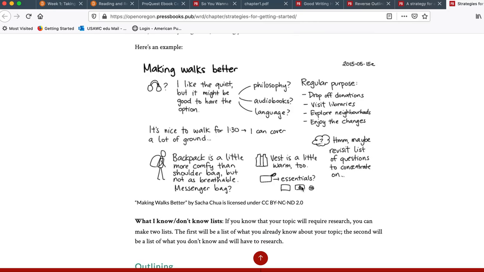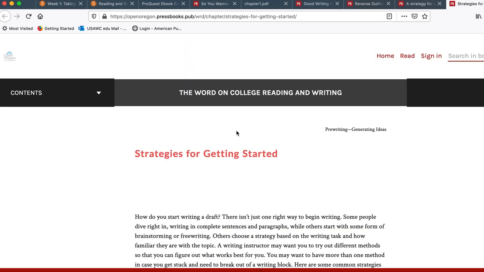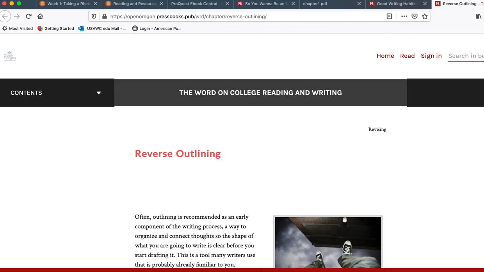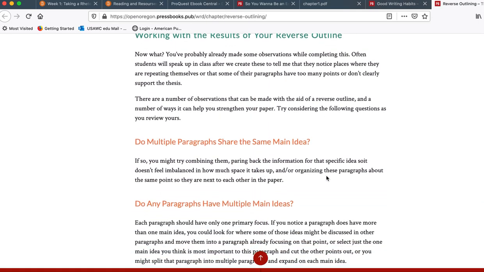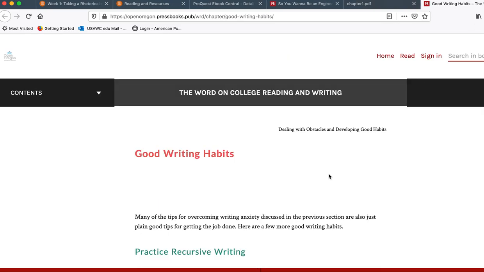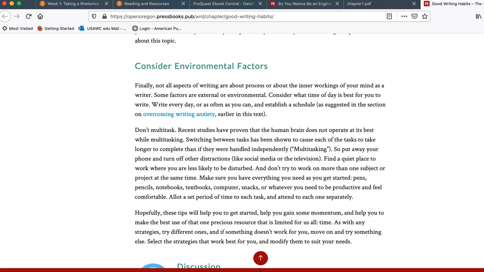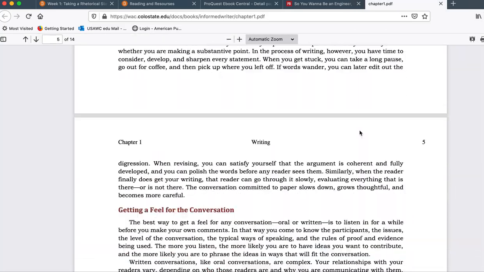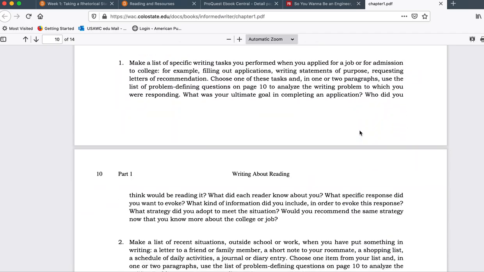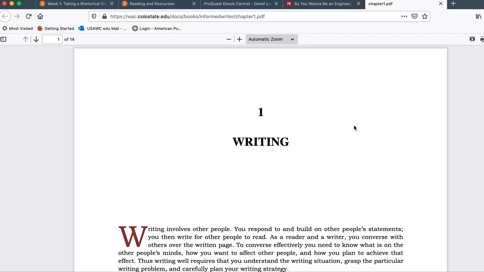Then there's some brainstorming ideas in this particular reading called Strategies for Getting Started. Then there's the strategy for analyzing. It's not too long either. And then reverse outlining is one that I like to use. It's basically, instead of making an outline at first, you make an outline after you write your first draft to help things become organized. And then some good writing habits. And then another chapter that is quite long, but I'm not expecting you to read it word for word, just to get the general idea, is a chapter on writing from Colorado State.